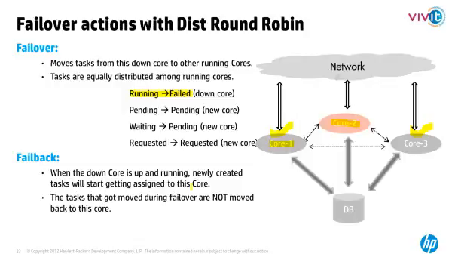Failback. We have an automatic failback for the Roundrobin also. What happens is, if the down core, core 2, is up, it will become a part of the whole topology, and all the new tasks will get associated to all 3 cores. But the tasks that already got moved away from core 2, just because core 2 is up, we are not going to reassign them. All the new tasks will start getting assigned to core 2 also. That's the difference. So that's about the failure actions with the distributed Roundrobin.